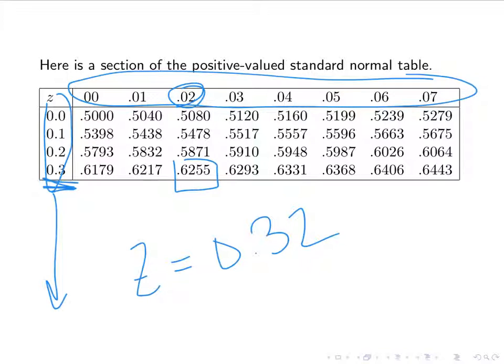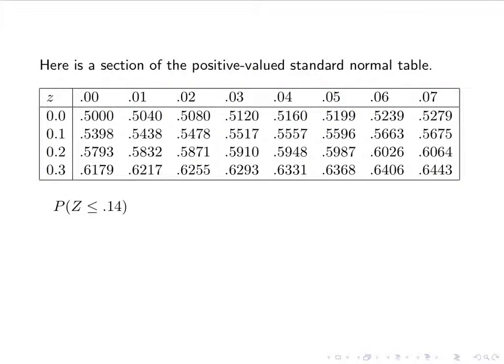And then again, remember that this is showing us the probability that Z, capital Z, is less than or equal to our little z. So if I wanted the probability that Z is less than or equal to 0.14, I will go down my columns until I get to 0.1, and then I will move over my rows until I get to 0.04, so that together it is 0.14, and that will give me this guy right here. So the probability that Z is less than or equal to 0.14 is 0.5557.